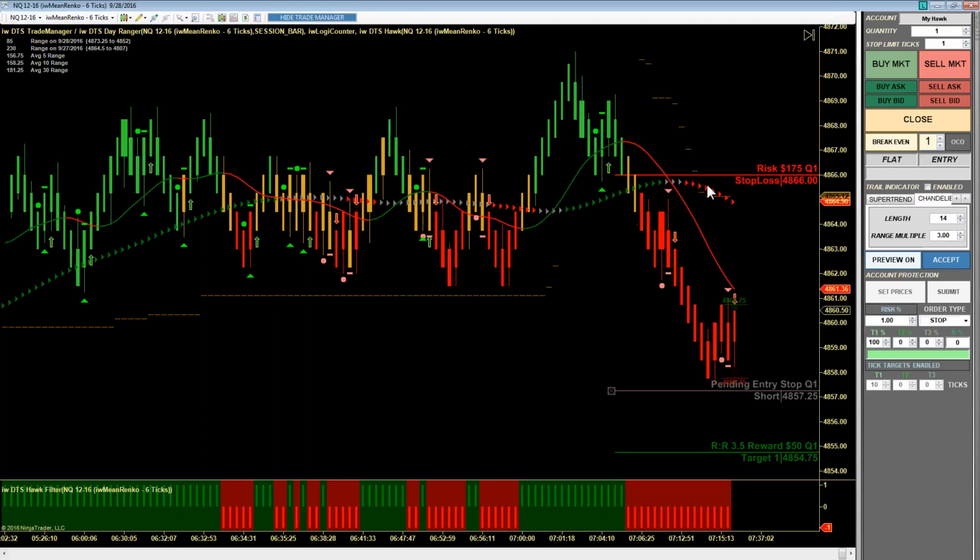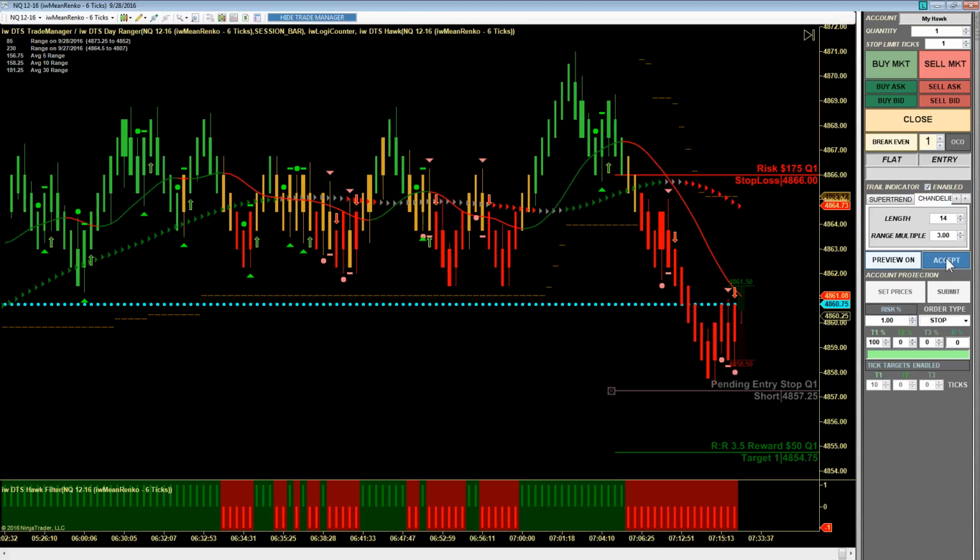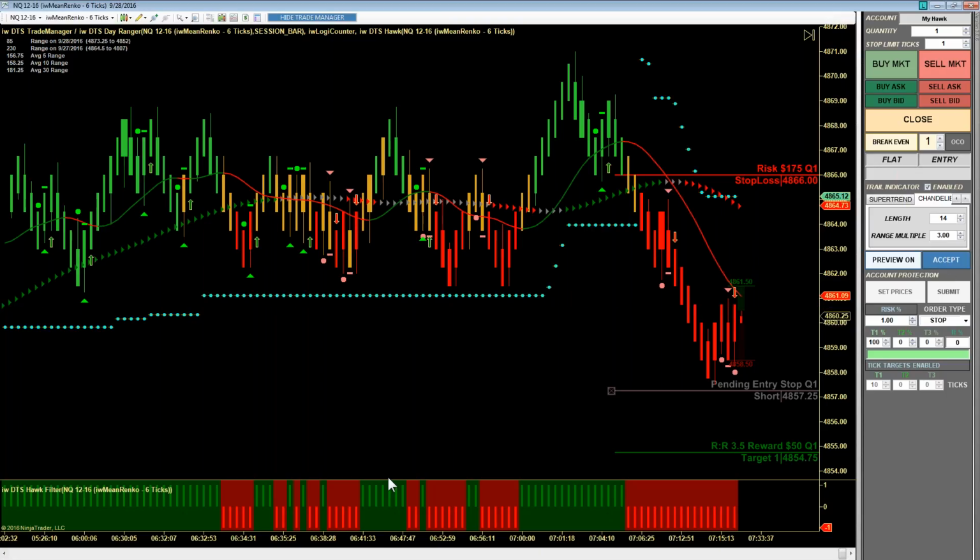Now let's see, okay, the chandelier stops are right here. I'll go with the chandelier strategy. So if this order fills, the Trade Manager, which is these blue dots right here, will grab my stop and begin to manage it according to the chandelier strategy, which is the one that I've chosen.